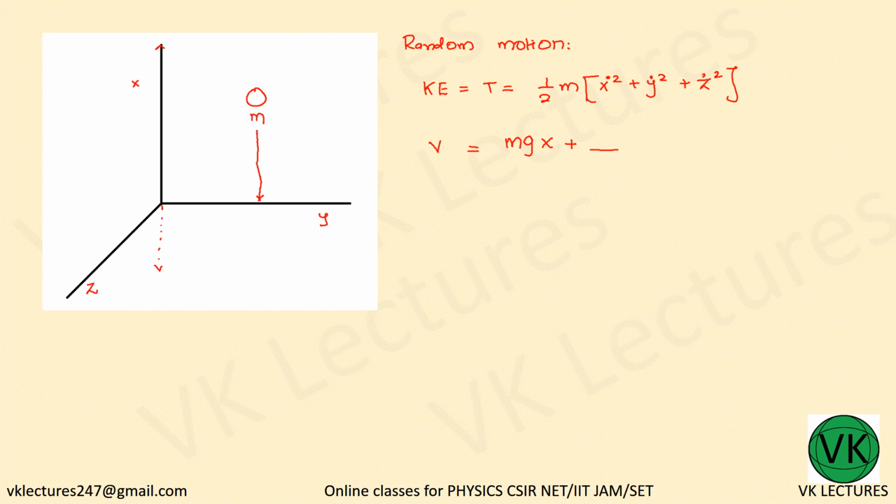So the Lagrangian L is equal to T minus V, that is half m times, within brackets, x dot square plus y dot square plus z dot square, minus the potential mgx.